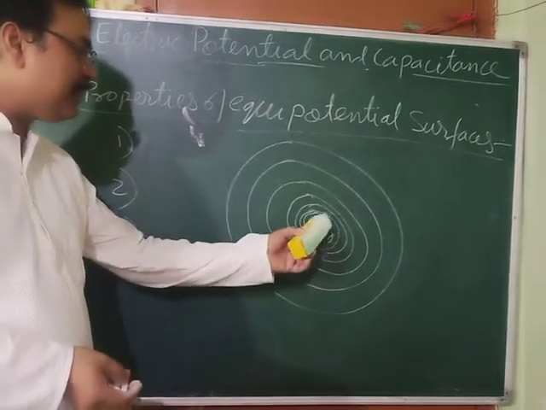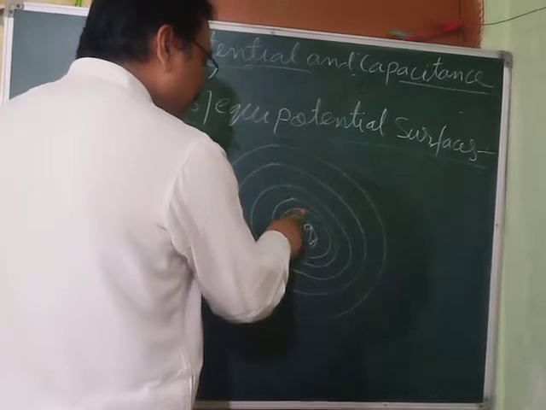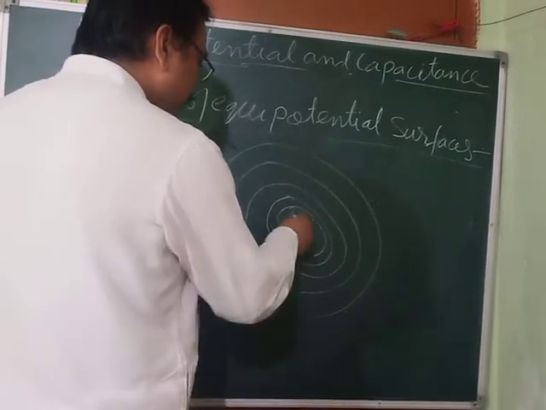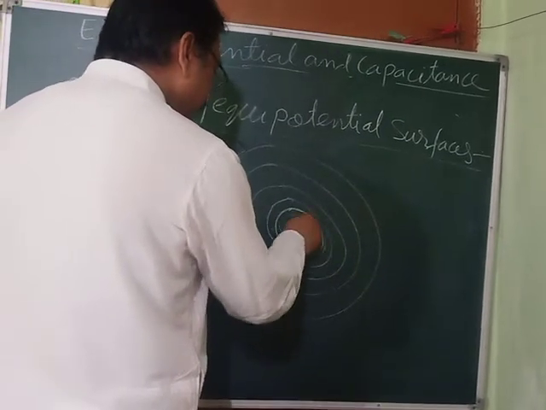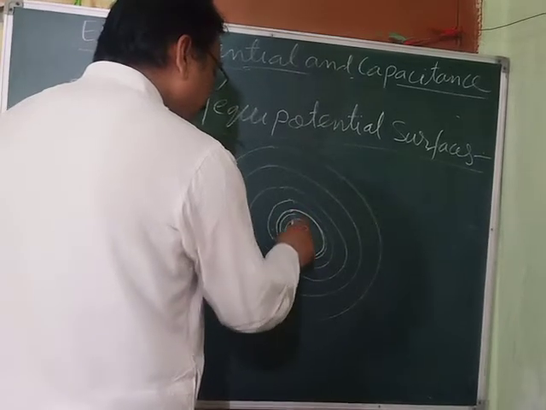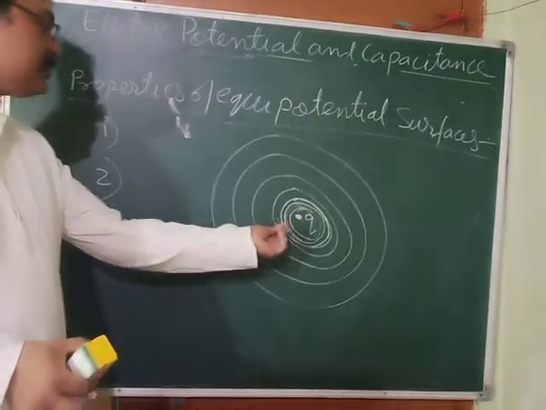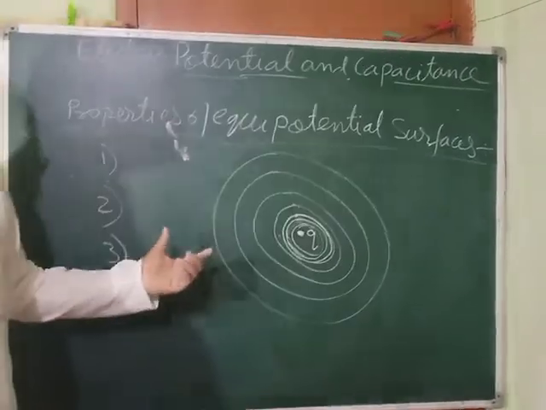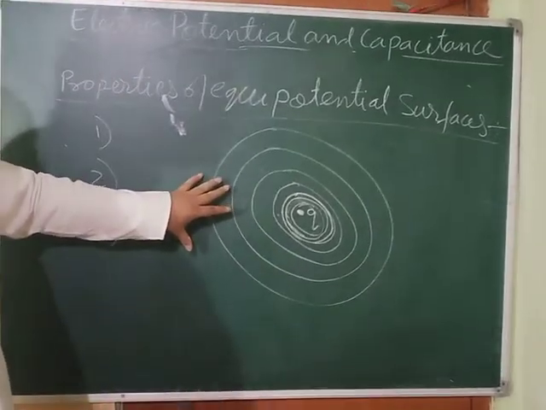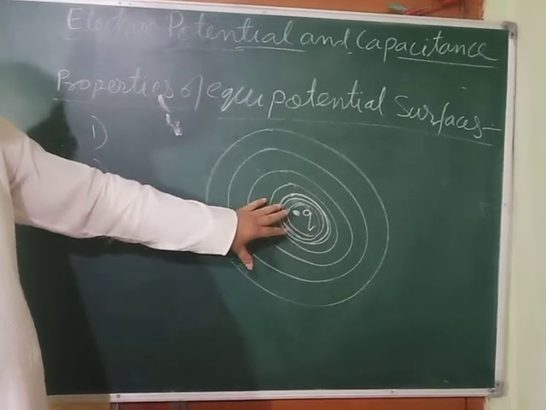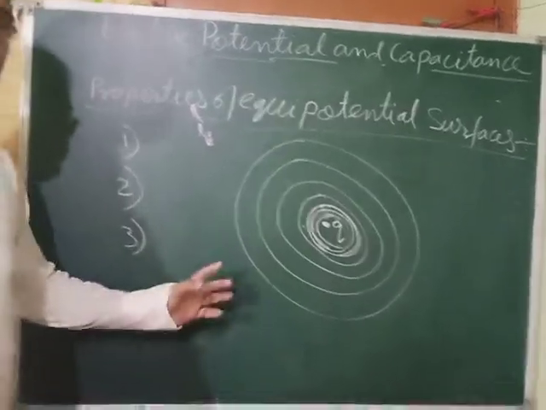Sorry, I have not made a proper sphere. This is not a proper sphere, but you should make proper spheres. Here they are nearer, and as you move away, they become further. See, the separation is less, and then increasing. So here, as electric field is weaker, you will find more separation between the equipotential surfaces. Here, electric field is stronger, so you will find the equipotential surfaces are very near to each other. So this is the third point.